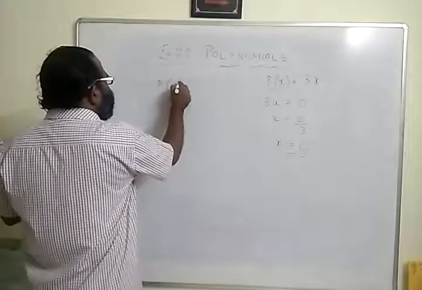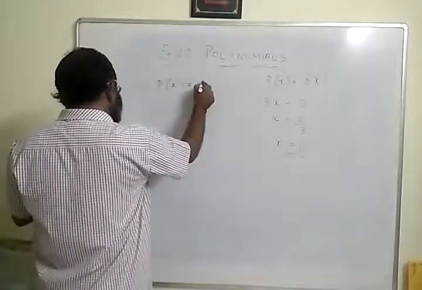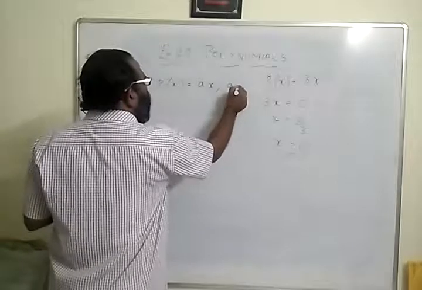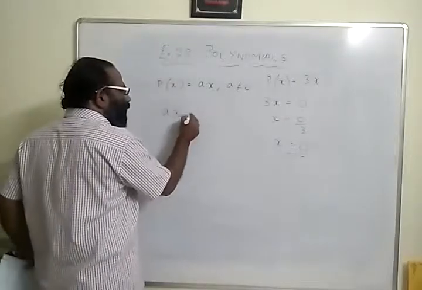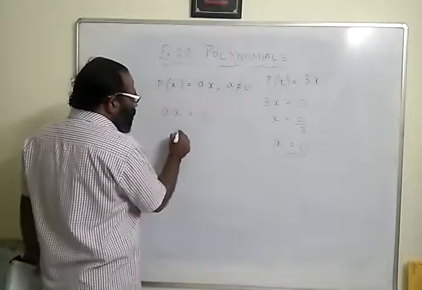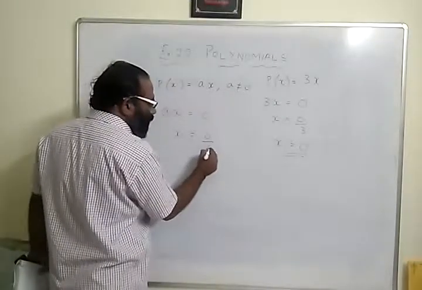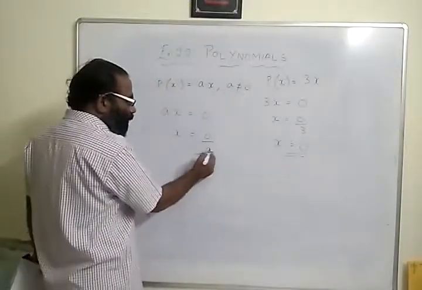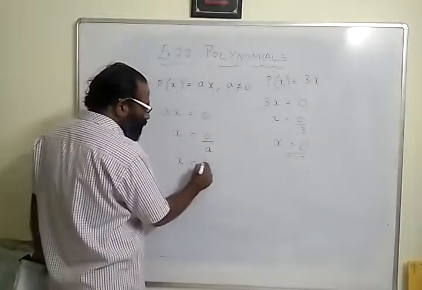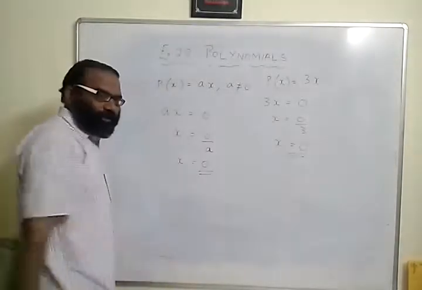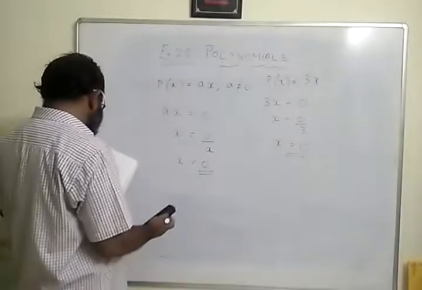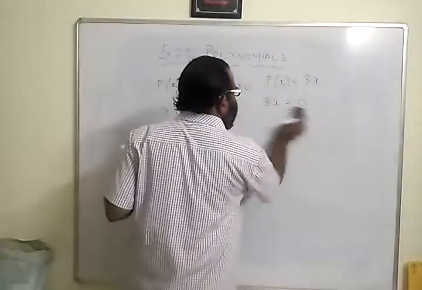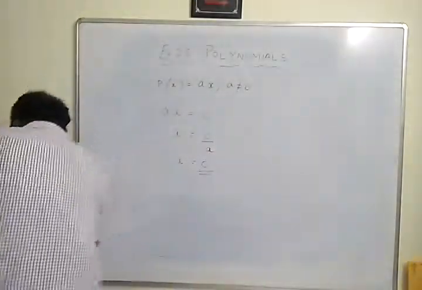P of x is equal to ax, where a is not equal to 0. So it's the same thing. So you write ax is equal to 0, x is equal to 0 by a, a is not equal to 0, therefore x is equal to 0. 0 by any number is 0. So the answer for this too is 0. Now the last one in this particular exercise.